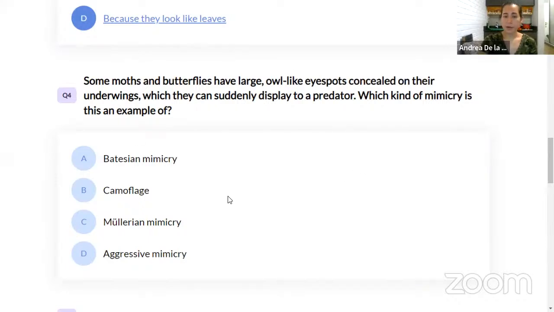So moths and butterflies are mentioned as an example of, Henry says aggressive mimicry. Ricardo says aggressive mimicry too. Evelyn says aggressive mimicry. Okay, I think we all agree. Okay, guys, does it make sense though?